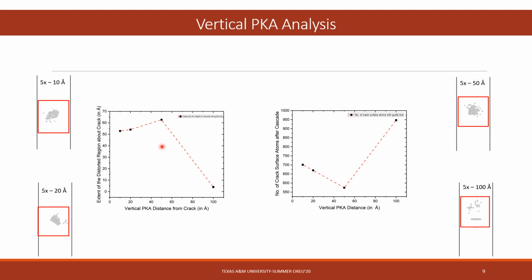The plot here shows the height of these distorted regions or stacking as a function of the vertical PKA distances. For simplicity, I have ignored the smaller clusters surrounding the bigger region. I have compared this plot to the plot of the number of crack surface atoms to show the inverse relation.